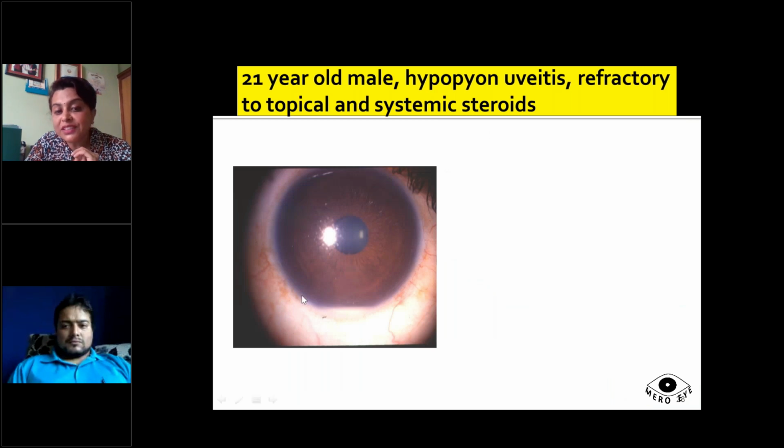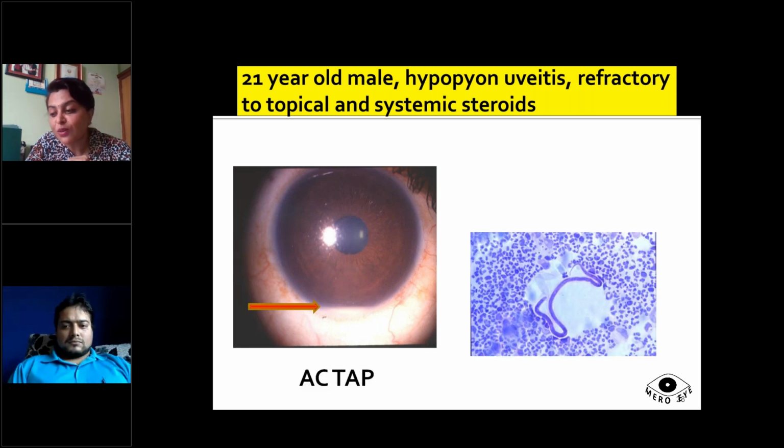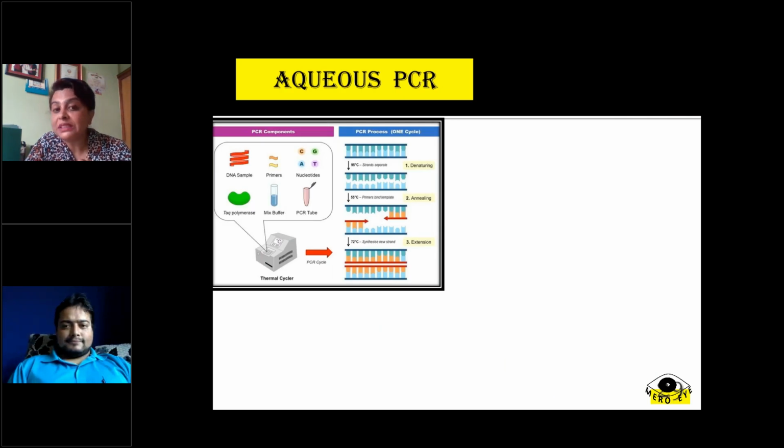Similarly, there was another case with hypopyon, and this was also refractory to topical and systemic steroid. After doing the AC tap and sending the sample for cytology, it was found to be a case of microphyllary. So many times we may be misled by the pattern. That's why cytology can aid us. But the definitive diagnosis, if we suspect an infective origin, is with the help of PCR from that aqueous sample.